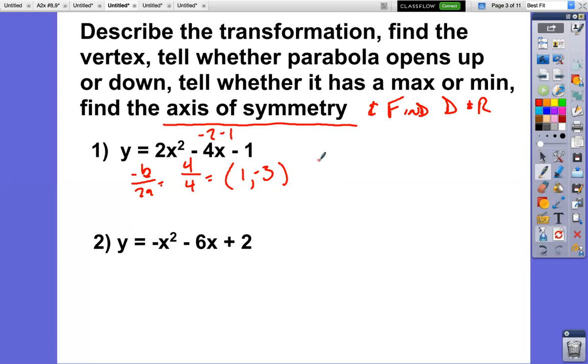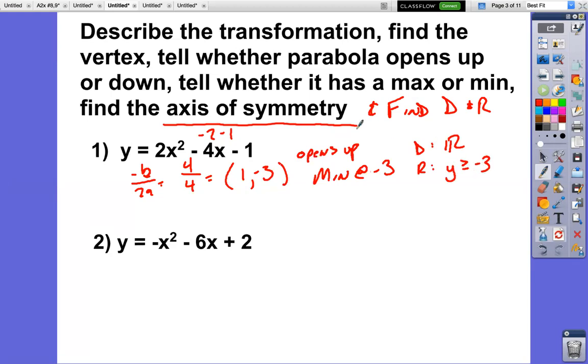Does it open up or down? Up. So if it opens up, what's the maximum or minimum value? It is a minimum of negative 3. The minimum is negative 3. Now, domain and range. What's your domain? All real numbers. Perfect. And what's your range? Y is greater than or equal to negative 3.